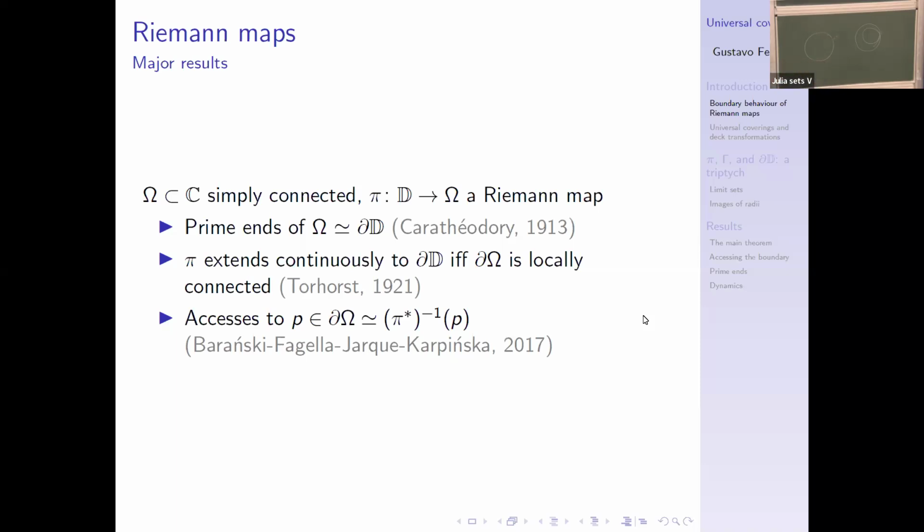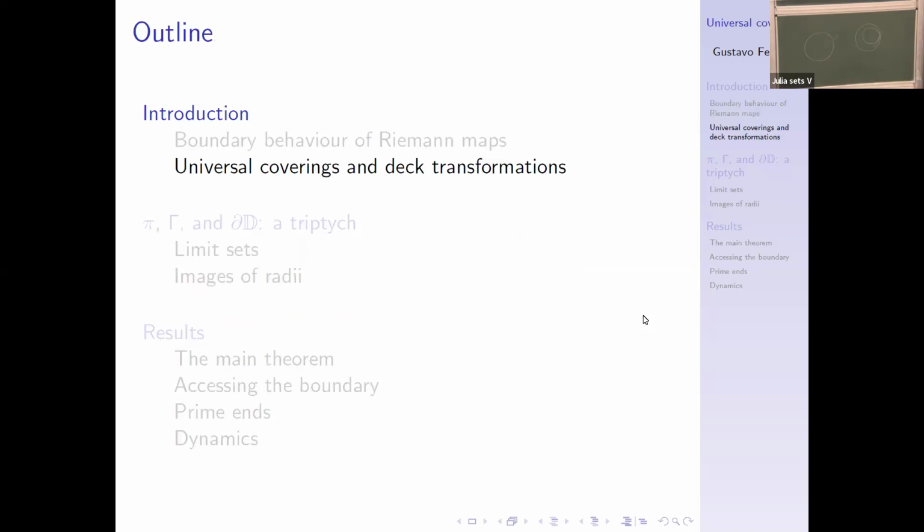And these three results are basically the things that we're going to try and generalize for multiply connected domains here, right? And so now we're going to talk about universal coverings and deck transformations.